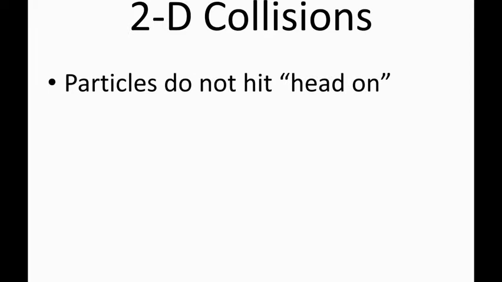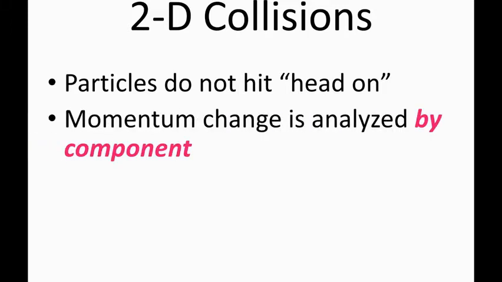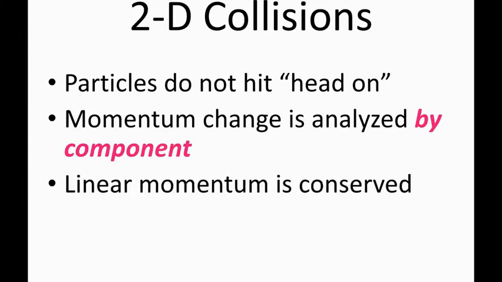Something that's really important for you to recognize is the particles do not hit head on all of the time. So momentum change is analyzed by your components. So in two-dimensional collisions, you have two particles that are going to be hitting maybe at an angle, or maybe you even have the reverse of that. You have an explosion where the particles are exploding at an angle. So you have to look at your components. You need to look at your X and your Y components.